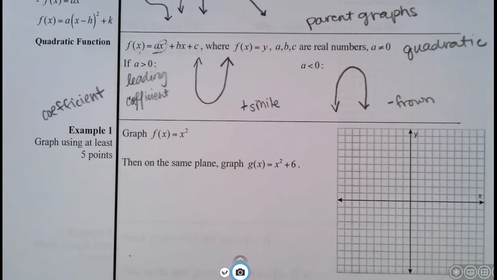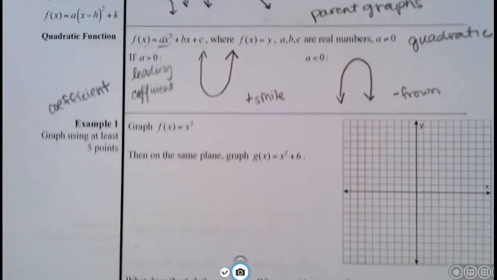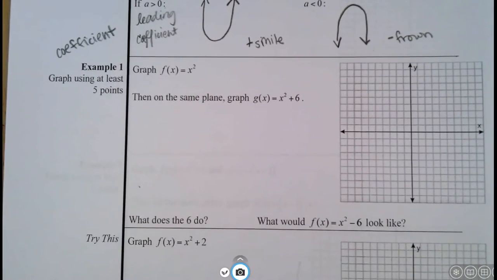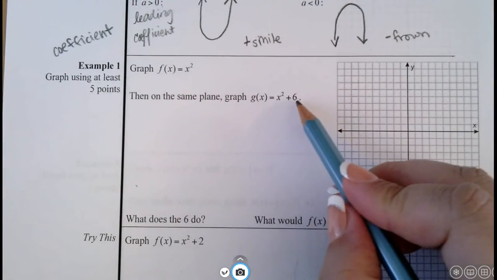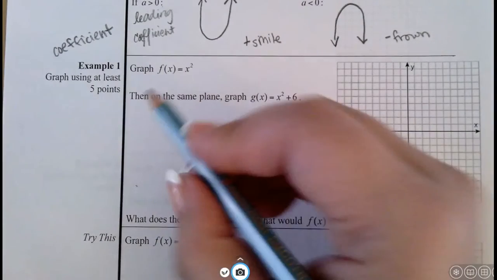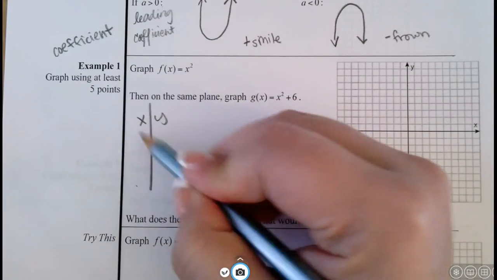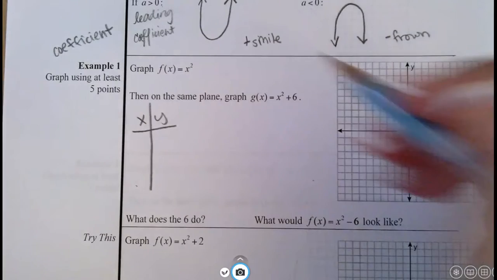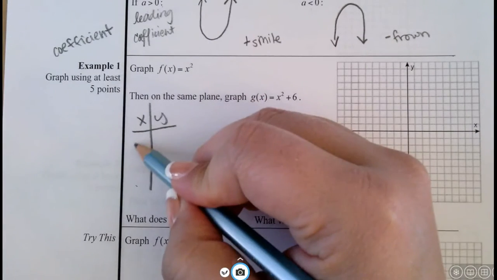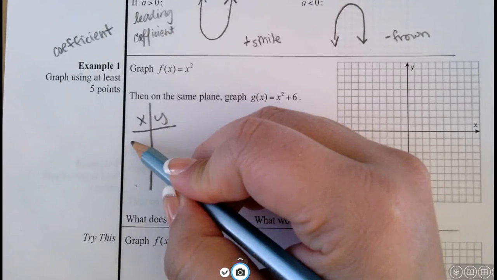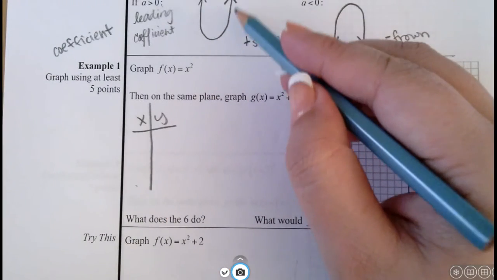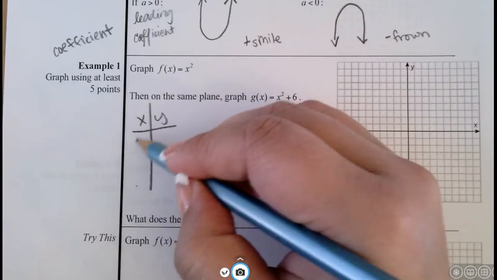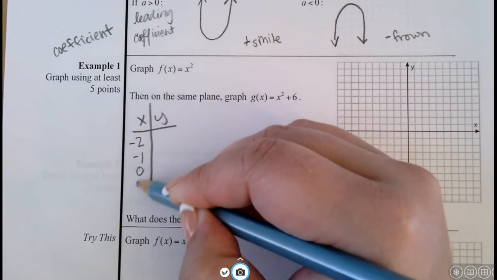So let's look at graphing some of these equations. In example 1, we're going to start by graphing x squared, and then on the same graph, we're going to compare it to the graph of x squared plus 6. So how do we graph something? Well, we need x and y values, and you can always confirm on your calculator, but you really want to try to graph these by hand first. So if I have an x value of, let's pick some positive and some negative values, because notice how it curves like this. I want to make sure to get values so that I can see both sides of the curve. So let's try -2, -1, 0, 1, and 2.